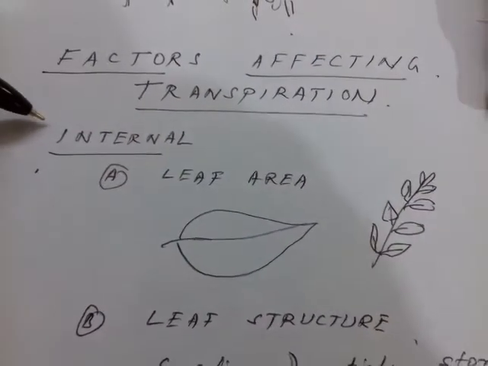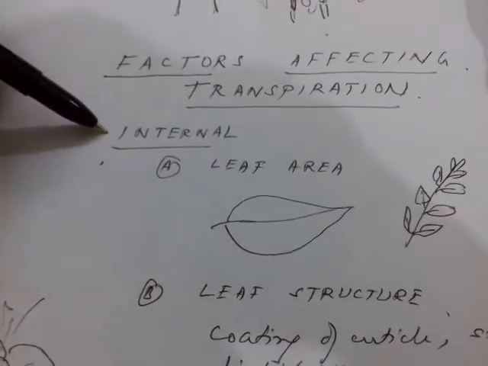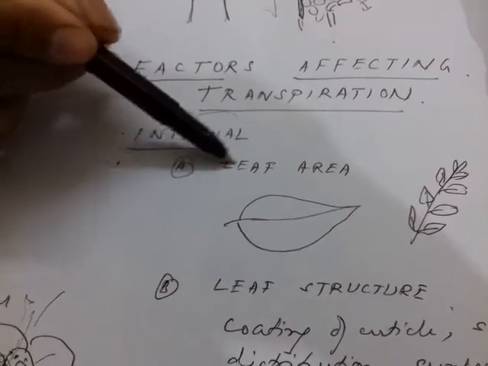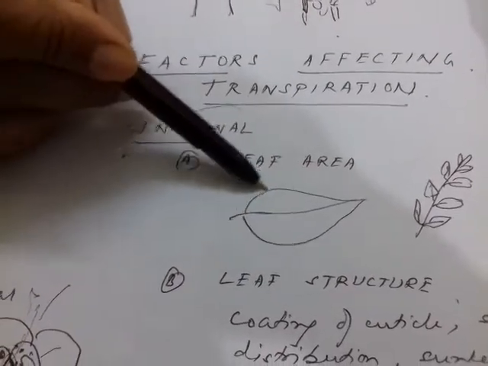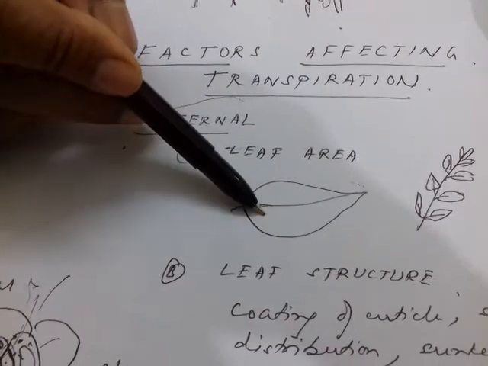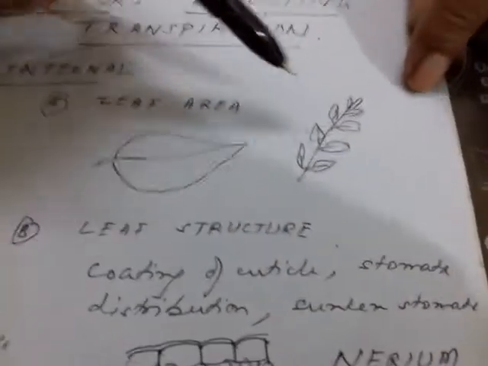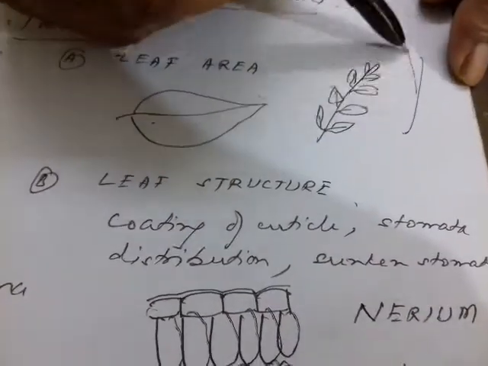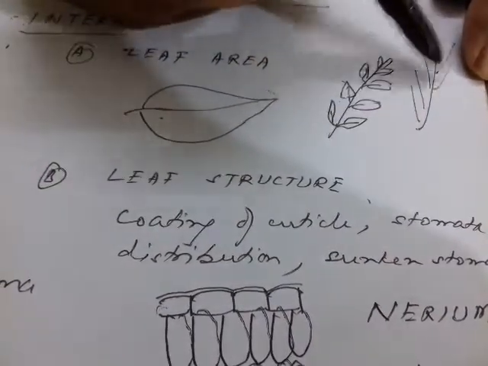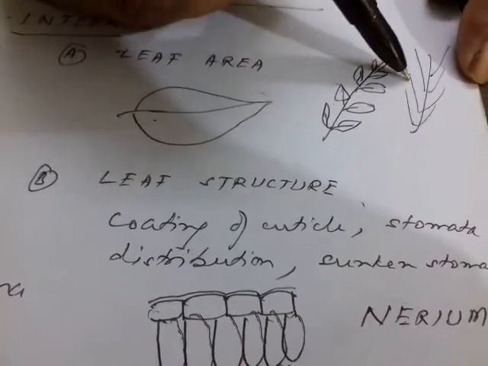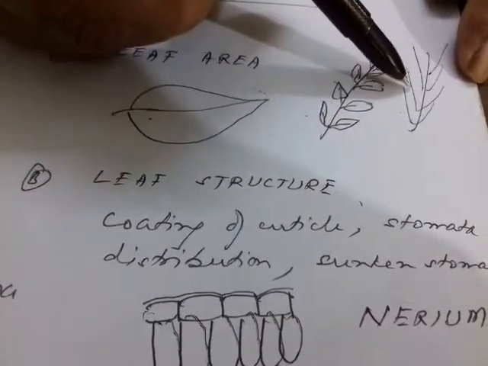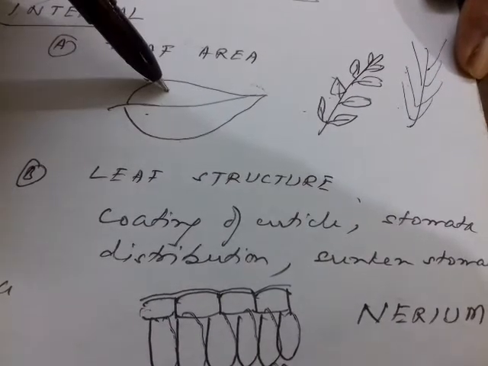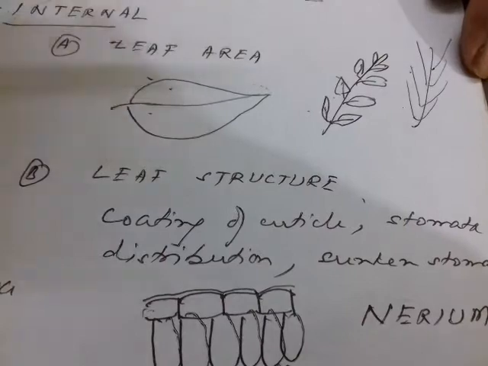Now, the factors affecting transpiration. There are several factors which affect transpiration, which are internal as well as external. The internal factor is the leaf area. If the surface of the leaf is big, the transpiration is more. Some plants have needle-like leaves, like coniferous trees, so there it can reduce the rate of transpiration. So the larger the leaf surface, the greater the transpiration; the smaller the leaf surface, the lesser the transpiration.